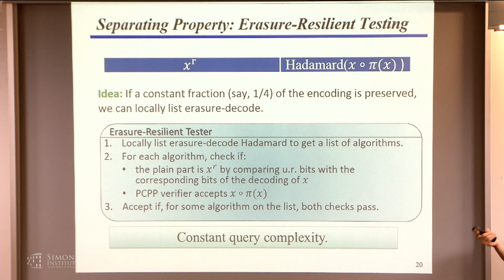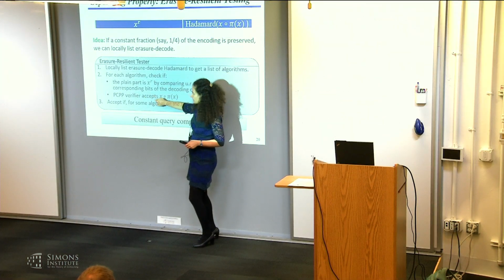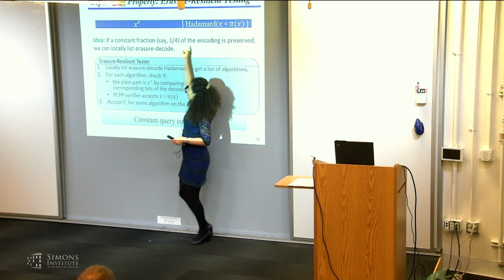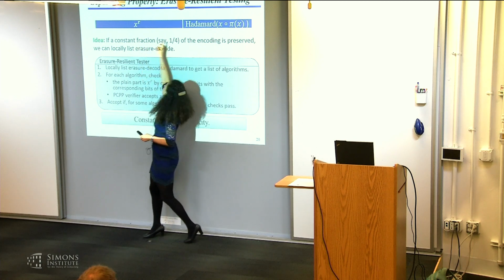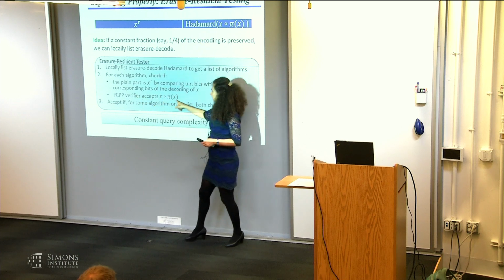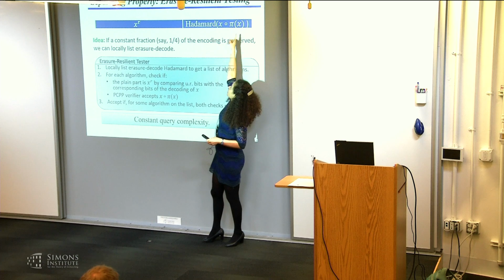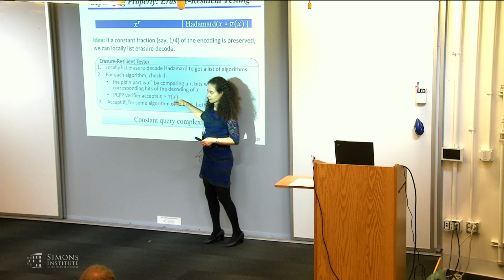Any questions about this? Don't you need to check whether pi of x is also the proof of this x? You said you can check whether these two are equal to each other? Yeah, so this is the second check. The first check makes sure that these are indeed repetitions of this x, and the second one checks that this proof is actually accepted. So this is the second check.